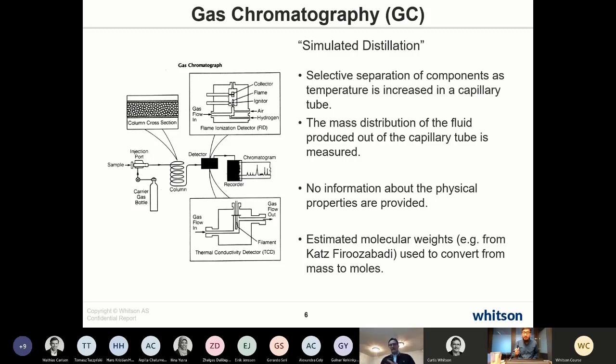The gas chromatography doesn't give us any information on the physical properties, for example, the molecular weight or density of the different components. It only provides us the component mass distribution of the fluid, depending on what kind of detector you are using. One kind of detector, the flame ionization detector, gives us the mass fraction, and if you use a TCD, which is thermal conductivity detector, I guess, that gives us the moles of the different components.